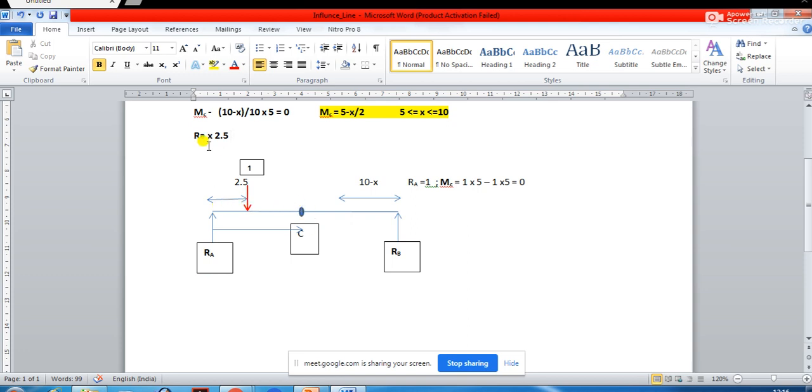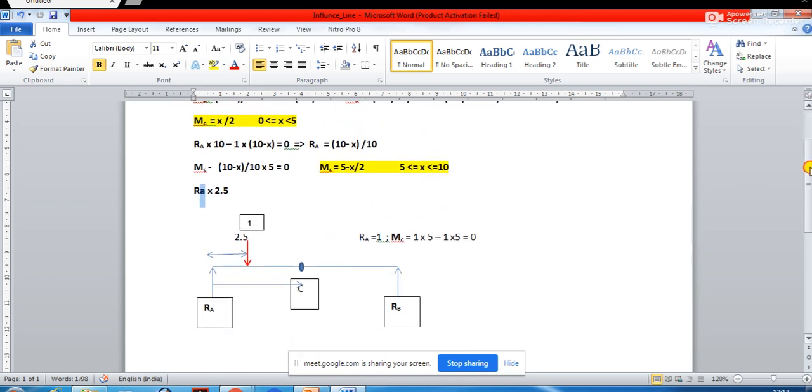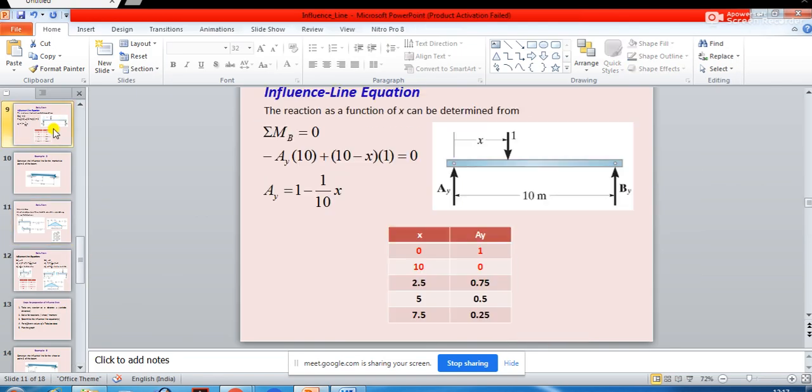So how do you find out RA? You will have to take moment about B, isn't it? Then only you will be able to find out the reaction at A. So for finding out the reaction at A, what will you have to do? See, we have done it. If you remember, we have done it in the previous class, reaction at different positions of the load. When we discussed this problem, haven't we done it?